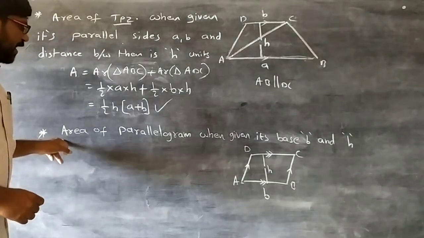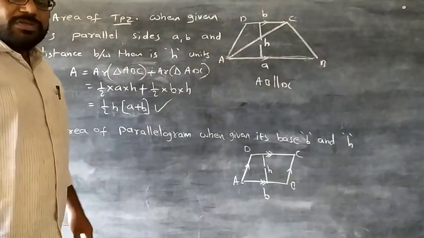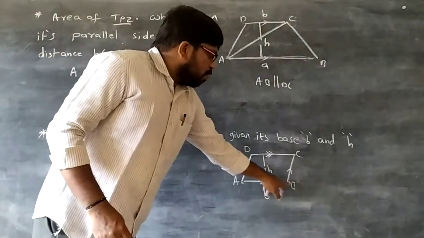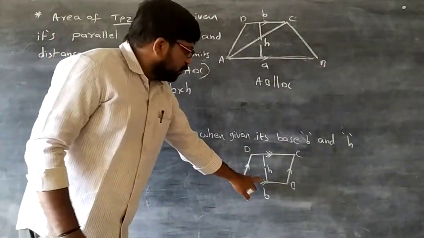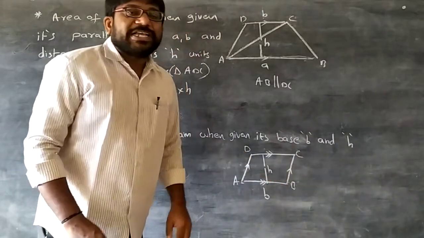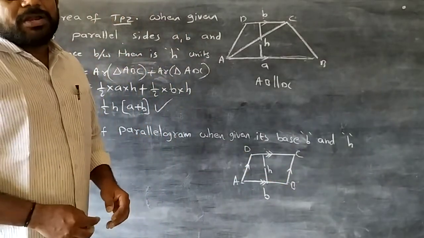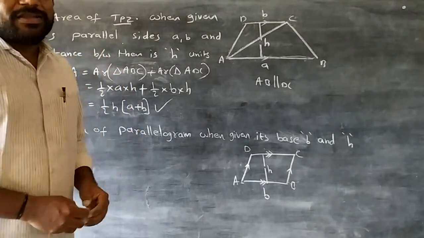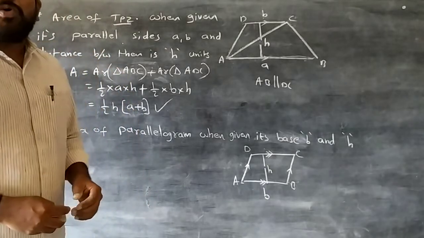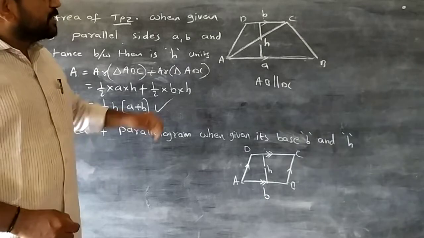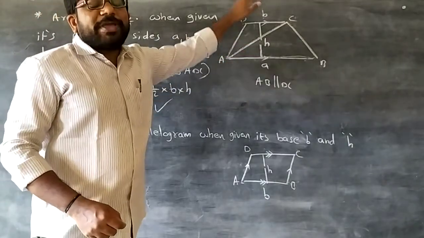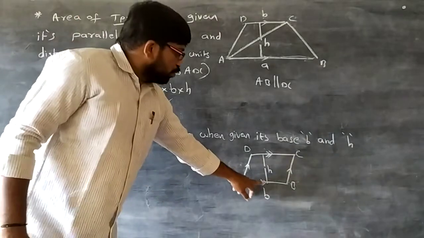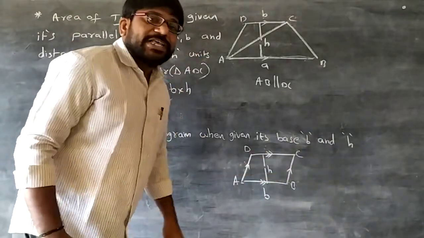Next, area of parallelogram. So what is the definition of parallelogram? In quadrilateral ABCD, if two pairs of opposite sides are parallel, then that is called a parallelogram. Already you have learned in 8th class the types of quadrilaterals, right? So in trapezium, one pair of opposite sides are parallel. In parallelogram, two pairs of opposite sides are parallel.